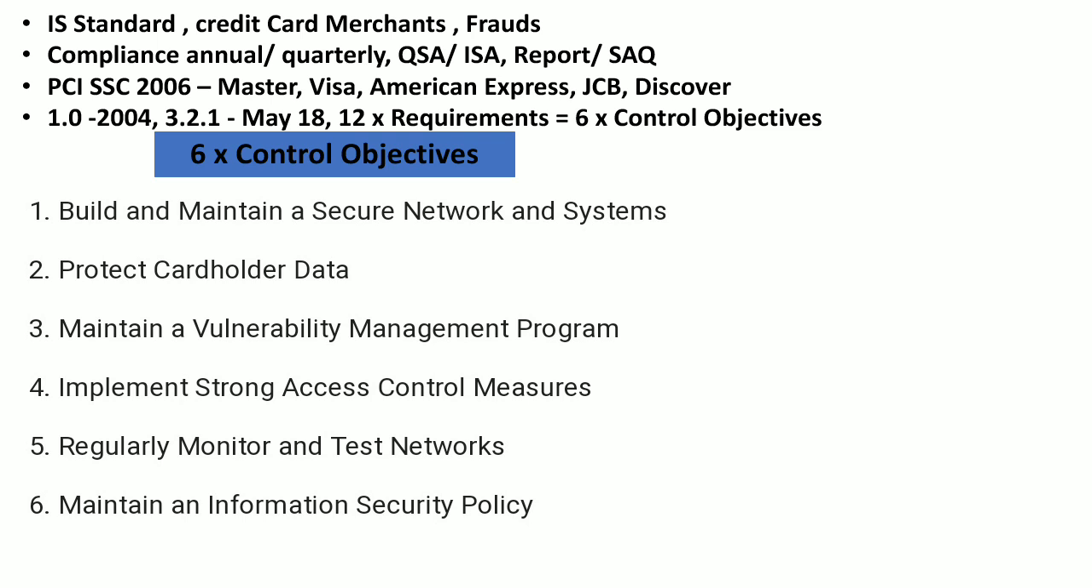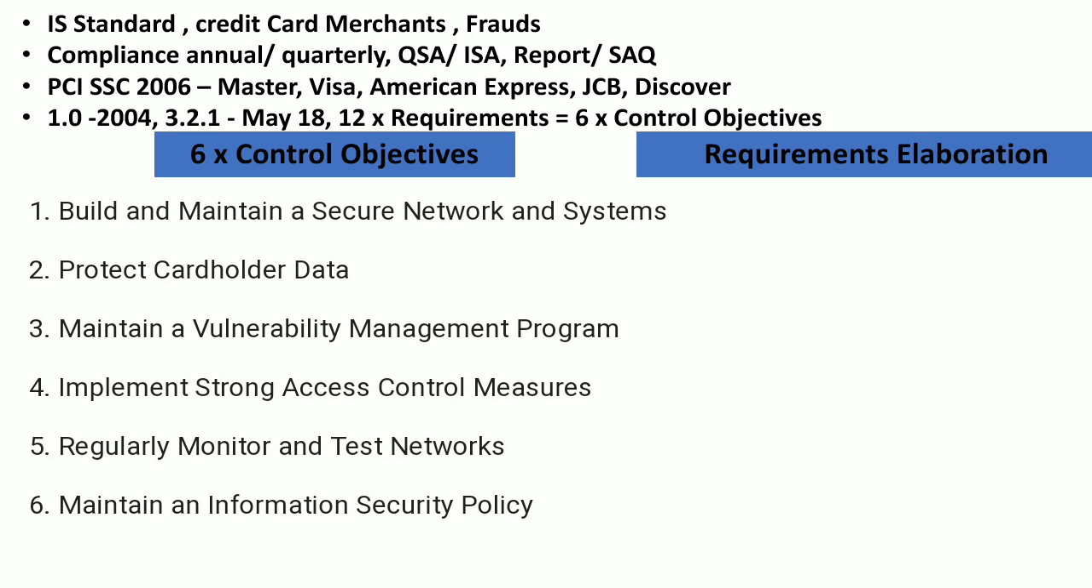So the first control objective is regarding building a secure network and system, and second is to protect cardholder data, then vulnerability management program and access control mechanism, and then monitoring and testing the network and systems, and then to maintain a security policy. So the 12 requirements are grouped into these 6 control objectives.